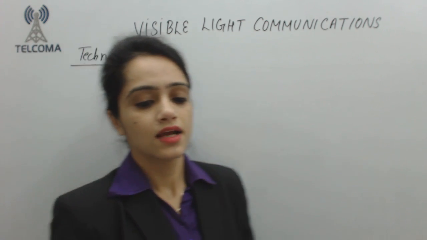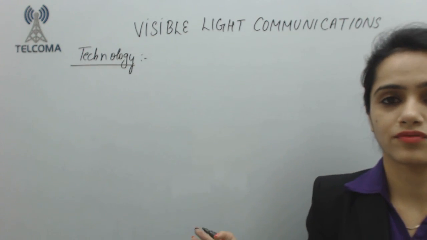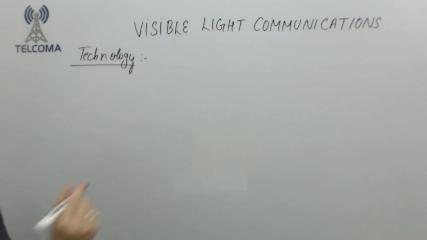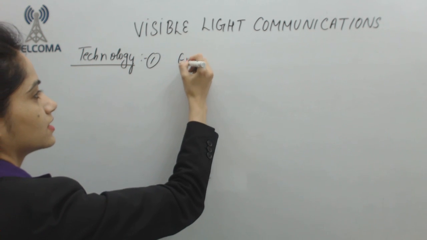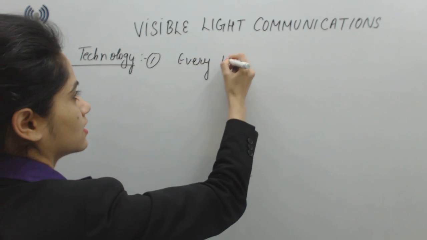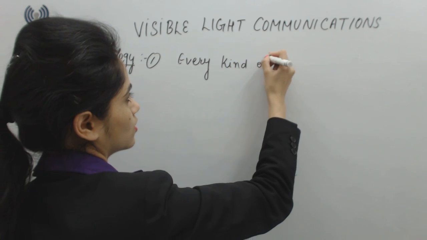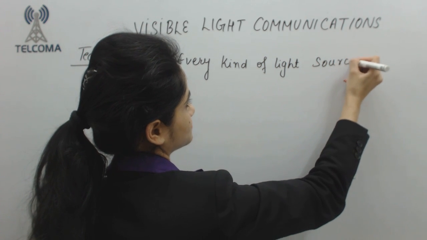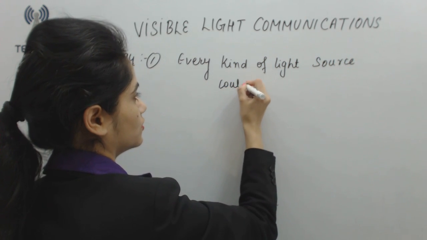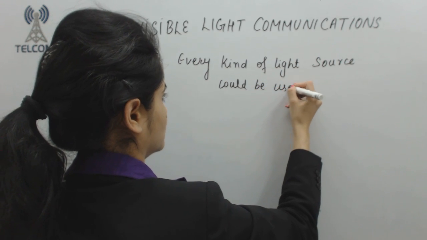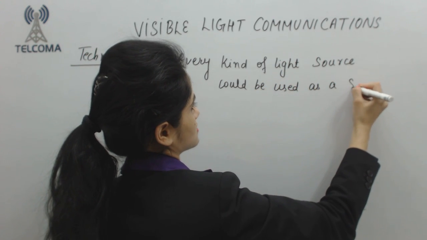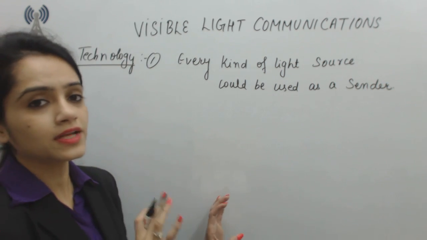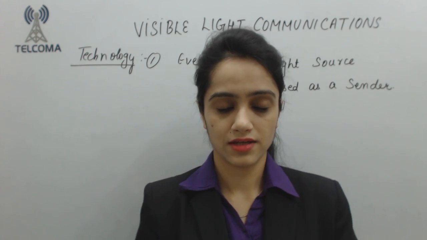Technology is actually that every kind of light source could be used as a sender. So remember that the first point is every kind of light source could be used as a sender. So we can use every kind of light source which could be senders.